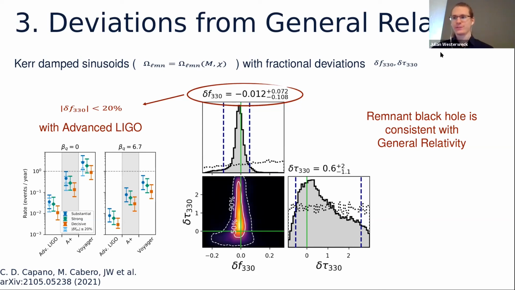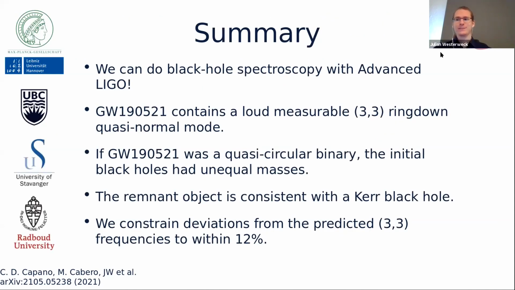So this is a rather surprisingly well-constrained deviation. And you can see that the median value is an offset of about 1%, practically at 0 here. The damping time is generally less well measured, and such constraints are thus weaker, but the deviation in frequency is constrained very well. So surprisingly, we find that we can do black hole spectroscopy with Advanced LIGO.